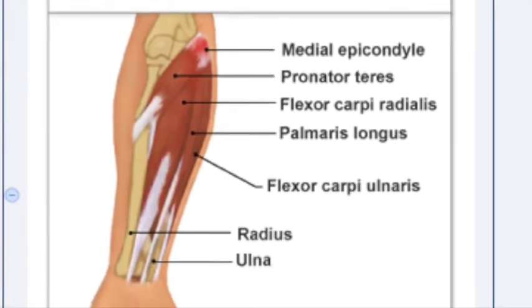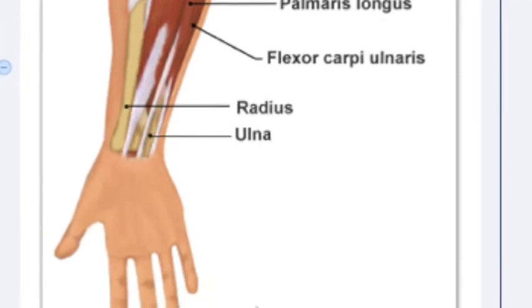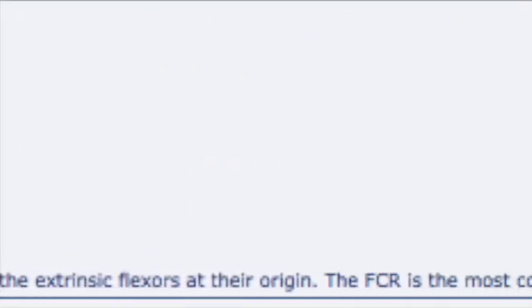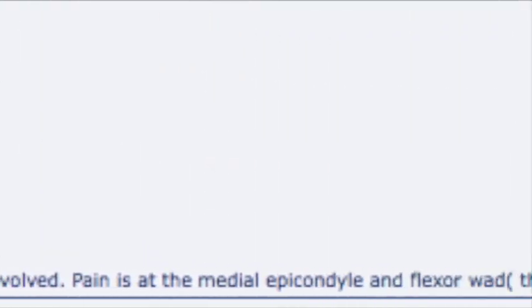Also, a counterforce strap, which is a strap placed over the extensor wad, can be used to reduce the load on the tendon during the day with activity. Here is a picture of the counterforce strap. The rest of this video on common disorders of the elbow and wrist will be completed at a later time.